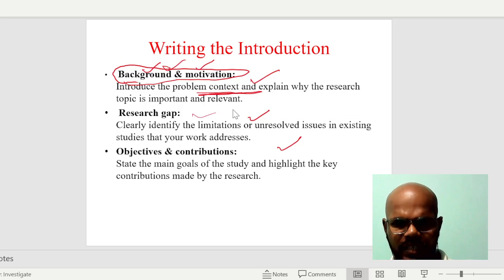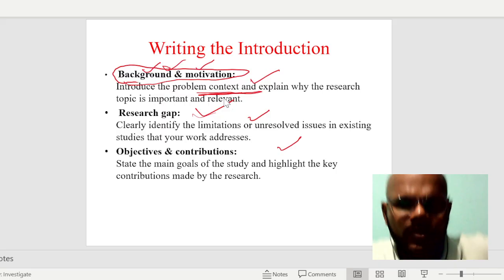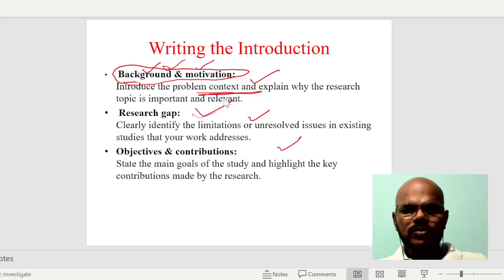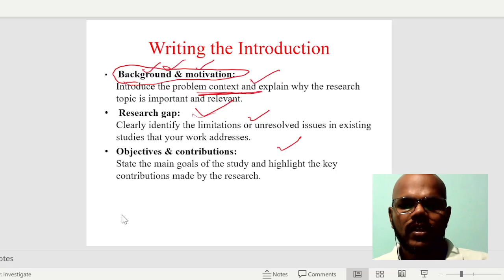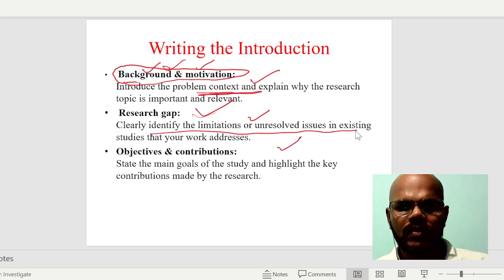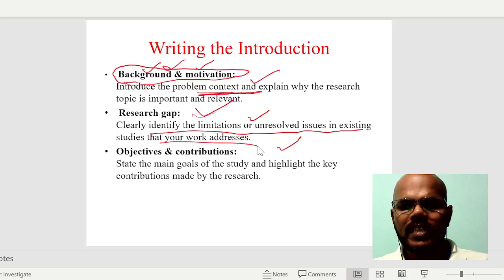Next one, research gap. We discussed in the last class what a research gap is. If you haven't watched that video, you may watch it. A research gap means clearly identifying the limitations or unsolved issues in existing studies. That means there will be some unsolved problems in existing work, right. That we call a research gap, and it should be discussed in the introductory section. You have to write briefly what the research gaps are.